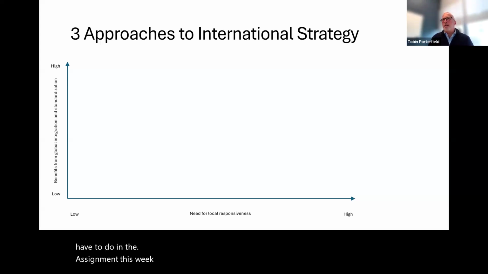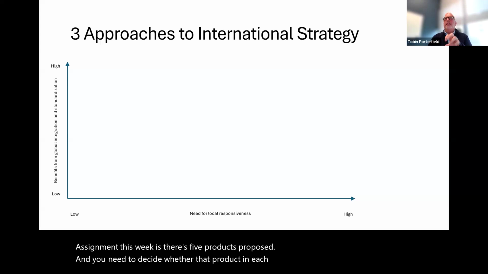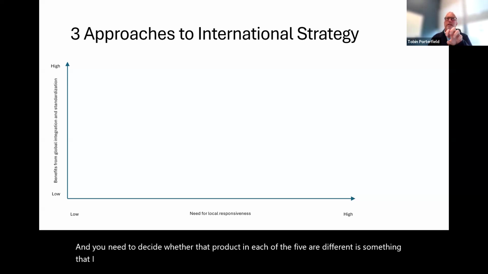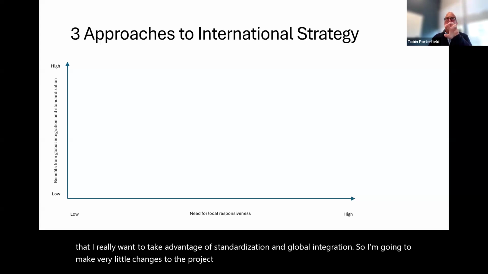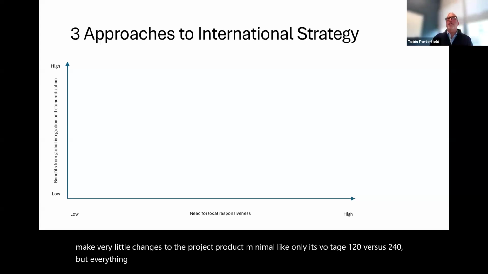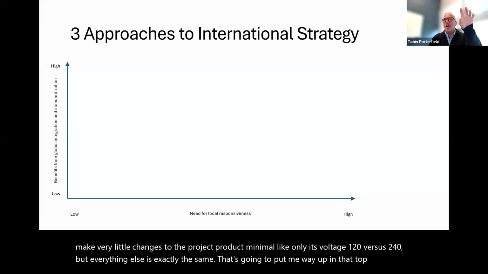There are 5 products proposed, and each of the 5 is different. You need to decide whether that product is something where I really want to take advantage of standardization and global integration. So I'm going to make very minimal changes to the product, like only its voltage, 120 versus 240, but everything else is exactly the same. That's going to put me way up in that top left quadrant.